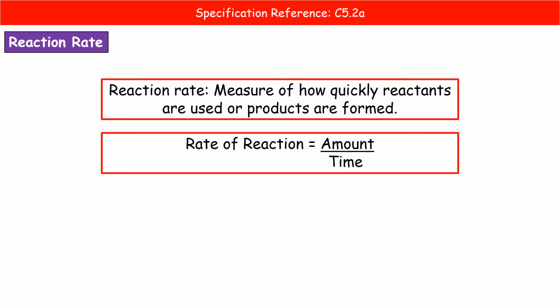When we talk about the rate of reaction, what we're really discussing is a measure of how quickly our reactants are being used up or the products are being formed. And quite simply, if we want to work out the rate of a reaction, all we do is take the amount divided by the time, because that then gives us a numerical value about the rate of reaction that we can then compare under different conditions.